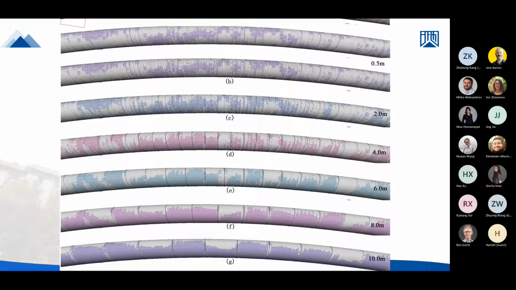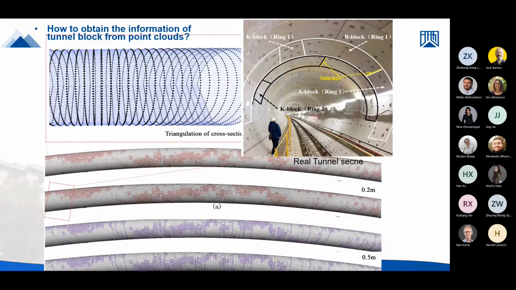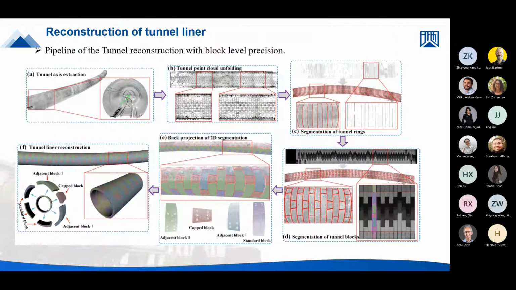So in this way, we can have the model with different resolution. But the problem is such a model is not able to describe the real tunnel scenarios. For instance, for the shield tunnel, we have different rings and different blocks. But for the triangulation model, we are not able to represent the different blocks.